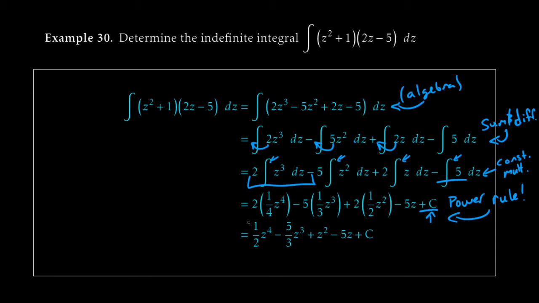So our final answer is 1/2 z to the fourth minus 5/3 z to the third plus 2z minus 5z plus c. And just taking a quick derivative to double check, it's pretty easy to see that you get this back. Take a derivative right here. So we get 1/2 times 4z to the third, that's 2z to the third. Take a derivative right here, minus 5/3 times 3z squared, we'll get minus 5z squared. And so on and so on. You can double check that it works.